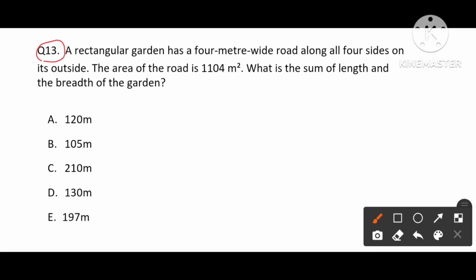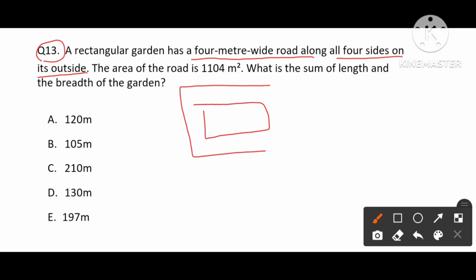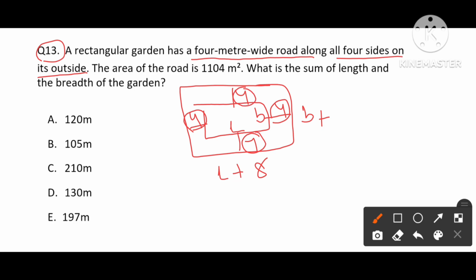Now we are going to solve question number 13. A rectangular garden has a 4 meters wide road along all 4 sides on its outside. So a rectangular garden having a road on 4 sides with 4 meters width. Let's assume this is the length and this is the breadth. So the outside rectangle length will be L plus, here we have extra 4 meters on each side, which will be 8. Here the breadth will be b plus this 4 and this 4, which will be 8.